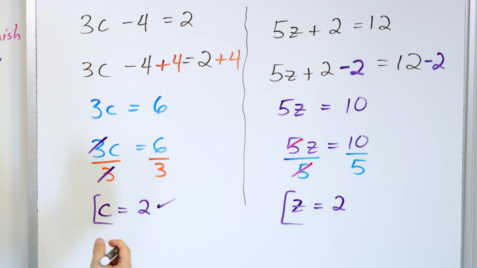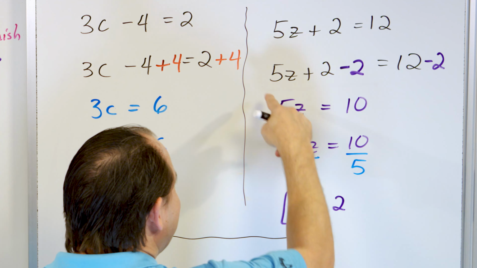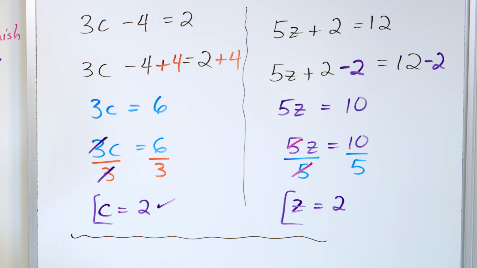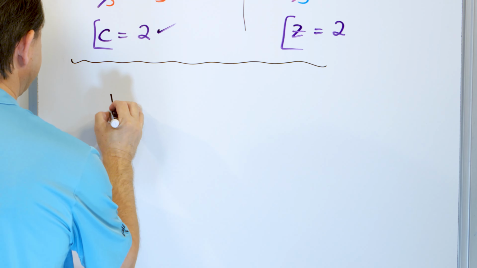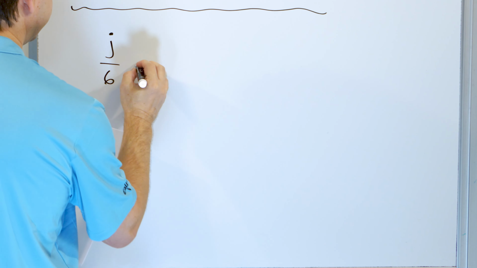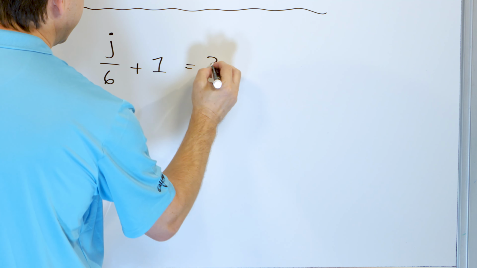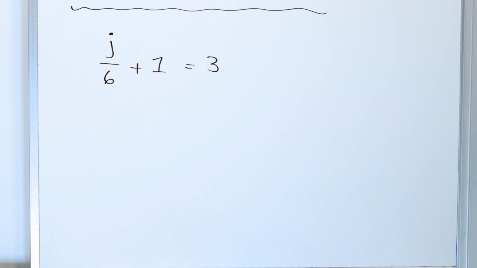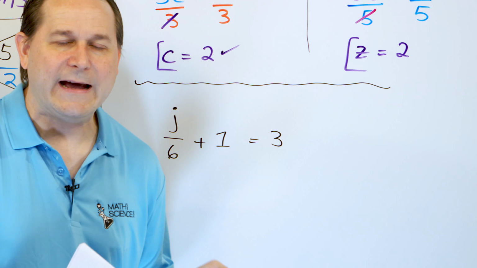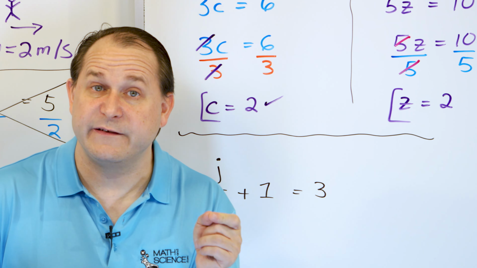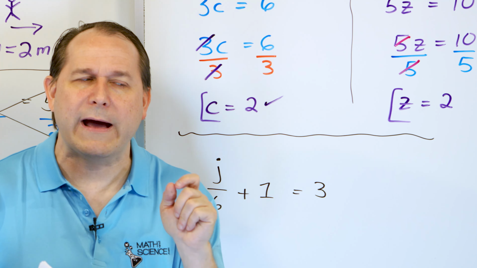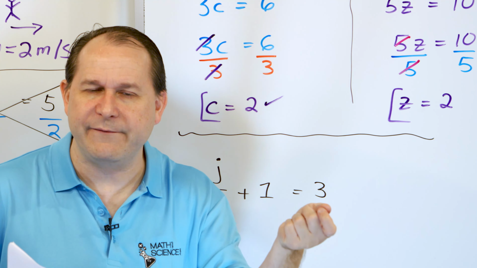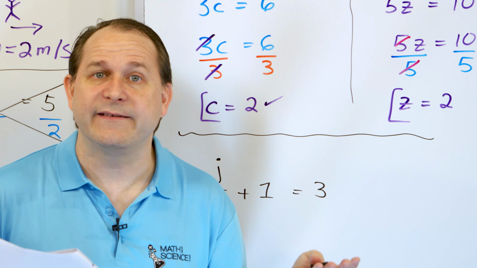Now, for some of these, you can definitely guess the correct answer. I'm not saying that you can't, but as we get a little bit farther into this, it gets a little bit harder to figure out what the right answer is just by looking at it. J over 6 plus the number 1 is equal to 3. This is a good example of that. So this is a little harder to guess. I know that some of you watching this can still guess the correct value of J, but it gets a little harder. You have to guess multiple J values, and you're basically guessing and checking.